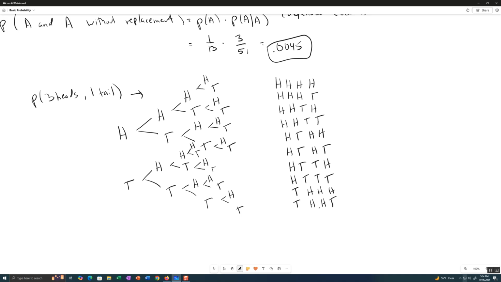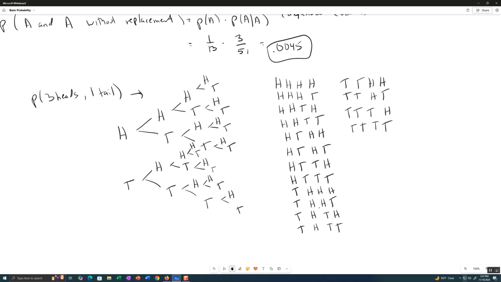Tails, heads. Tails, heads, tails, tails. And the last four here, tails, tails, heads, heads. Tails, tails, heads, tails. Tails, tails, tails, heads. And then tails, tails, tails, tails.